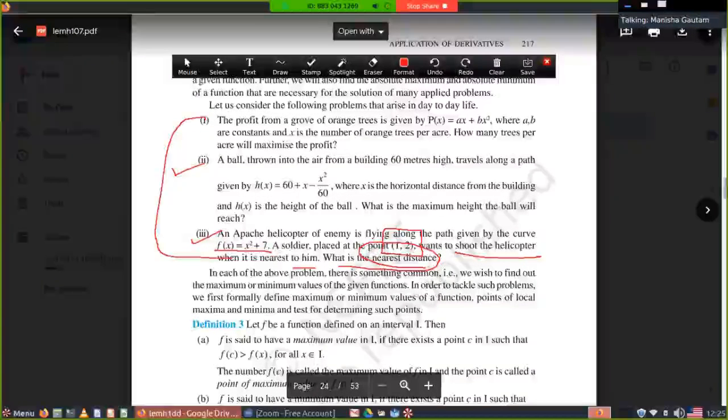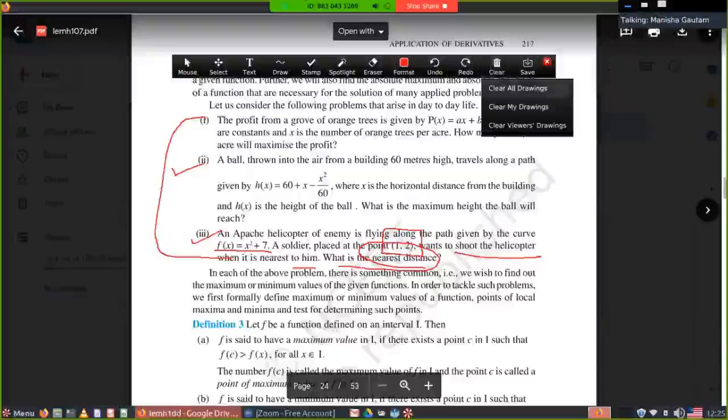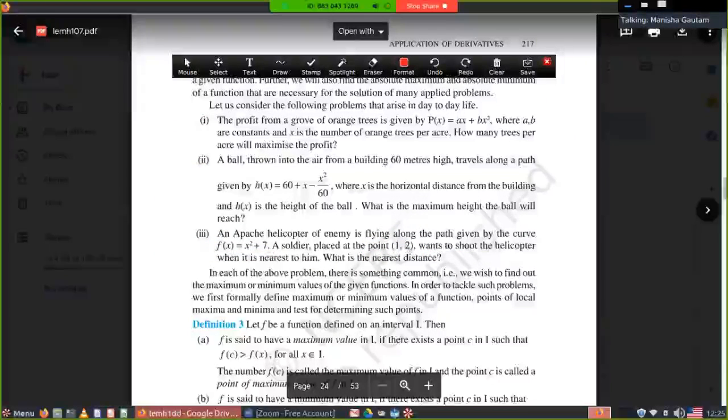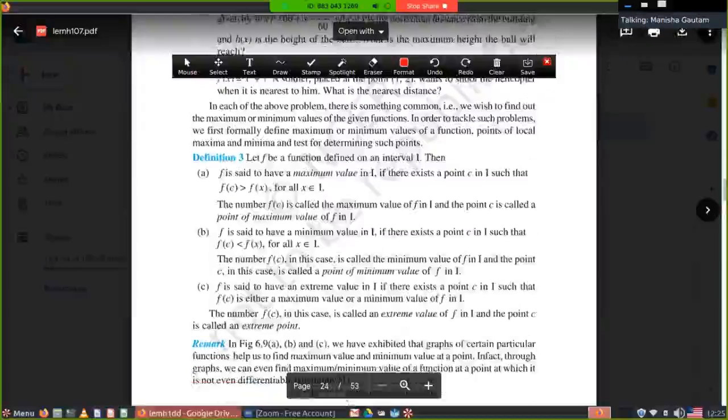Now here is a definition. We'll discuss the definition of maxima and minima. Definition: let f be a function defined on an interval I, then f is said to have a maximum value in the interval if there exists a point c in I such that f(c) is greater than f(x) for all values of x in the interval I.